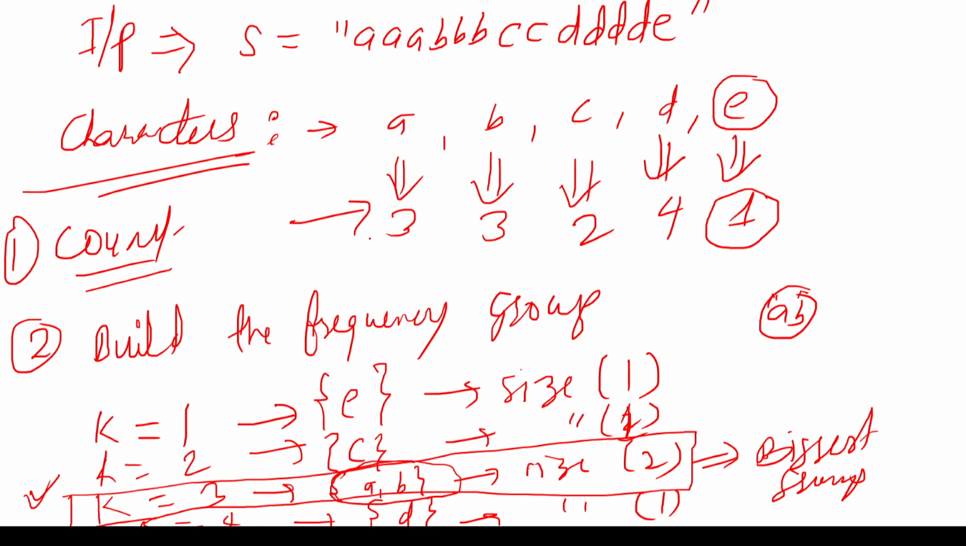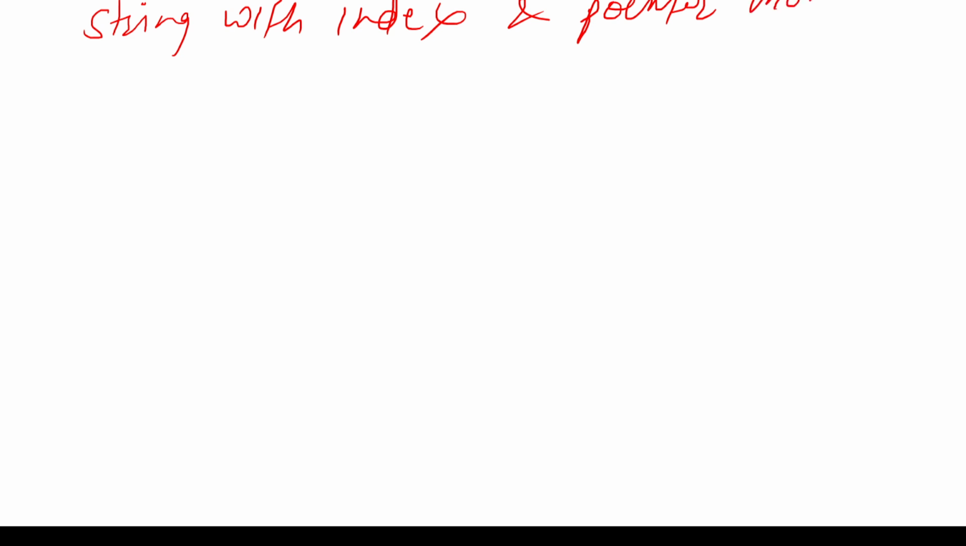So how will we use the pointer? We know that we need a single pass that will build the count. Sorry guys. So let's try to understand the string with its index, and how the pointer will move.